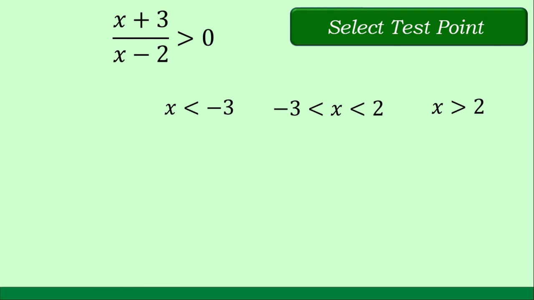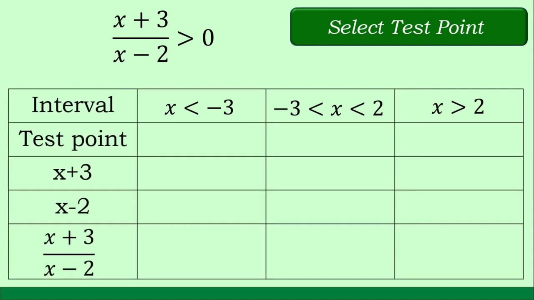And our next step is we will select a test point. We will create a table like this where we see the interval, the test point, where we also have here the numerator x plus 3, denominator x minus 2, and we have the fraction on the left side, or the rational expression, x plus 3 over x minus 2.